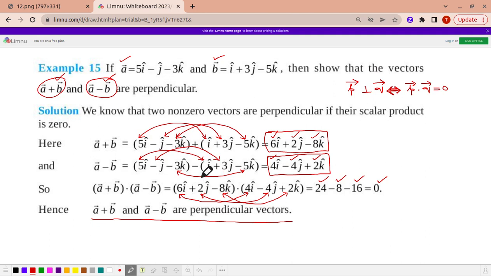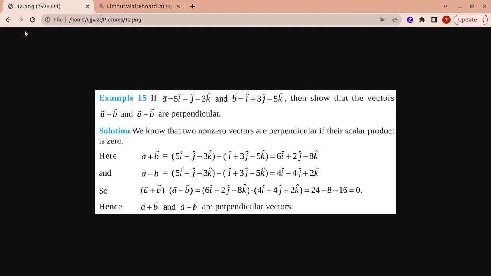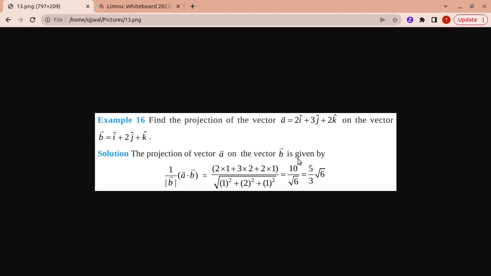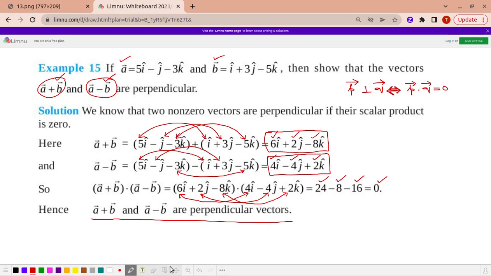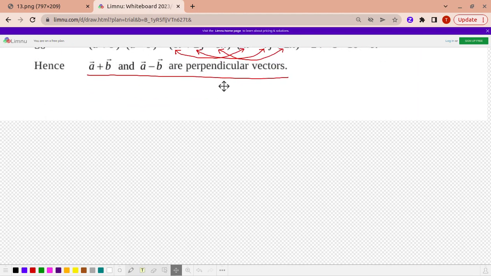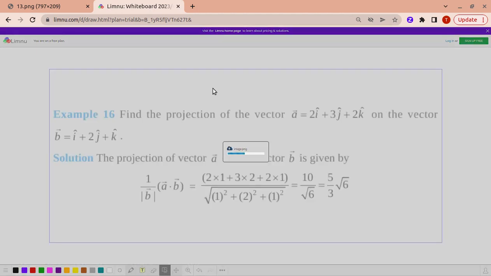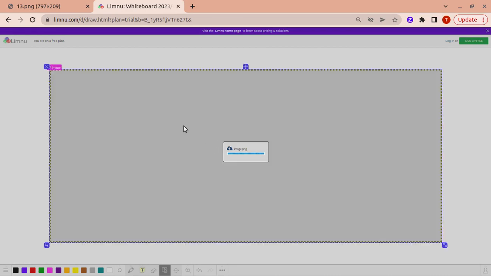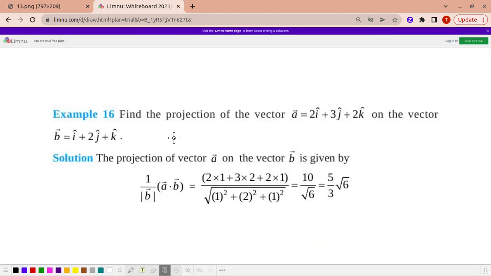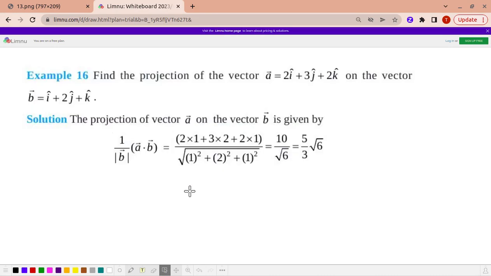I hope you got a very clear idea about the question and the way I derived. Okay, now let's proceed to the next question. And next question I am going to place in front of you. So the question here is, find the projection of the vector A, 2 i cap plus 3 j cap plus 2 k cap, on the vector B, i cap plus 2 j cap plus k cap.